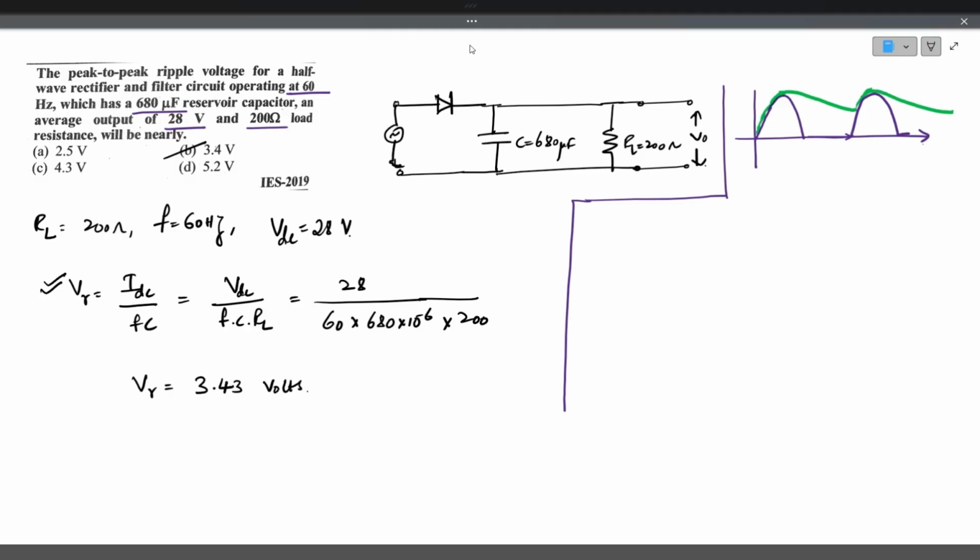Now, here the charging time is this. This is the charging time, and this is the discharging time. If you see, the discharging time is greater than the charging time. Discharging time plus charging time is equal to the total time period, but discharging time is greater than charging time. So discharging time can be approximated to the total time period.